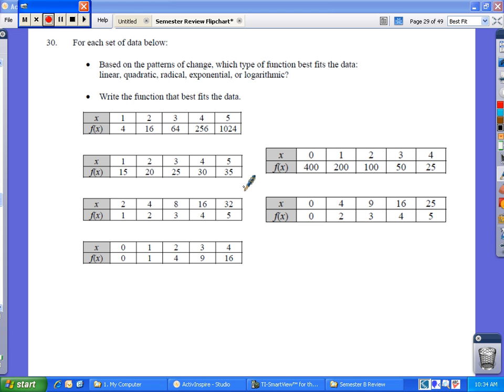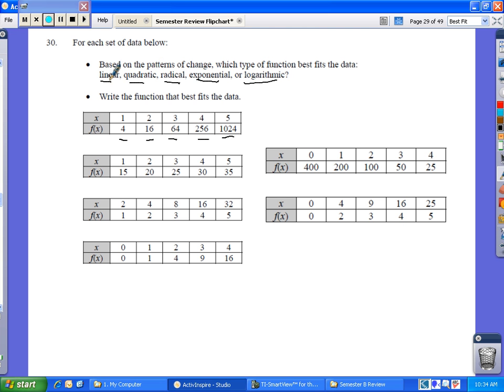All right, so for number 30, we are looking at each set of data, and we are trying to determine which kind of function best fits the data. So we have 4, 16, 64, 256, 1024 for the first one. We have to choose between linear, quadratic, radical, exponential, or logarithmic. So we have 5 different choices.